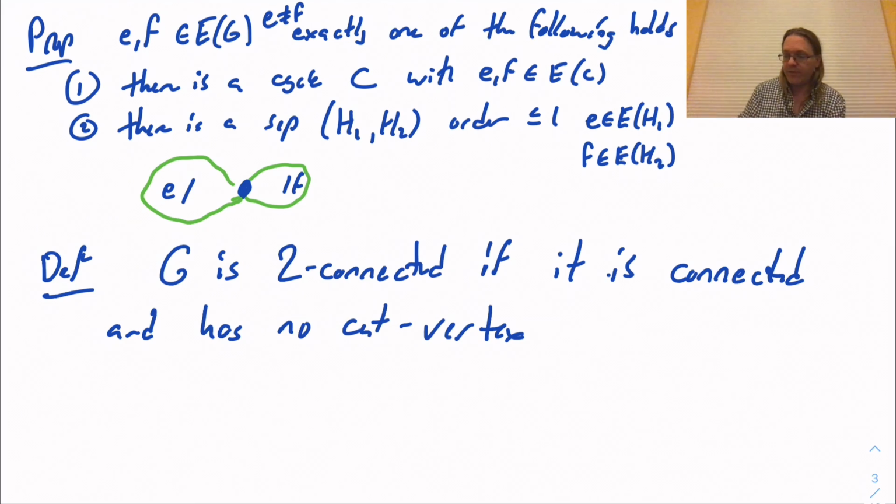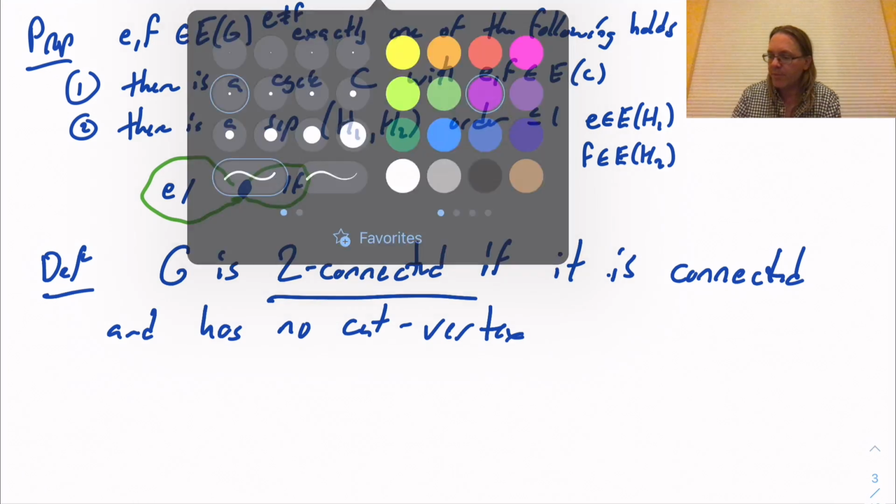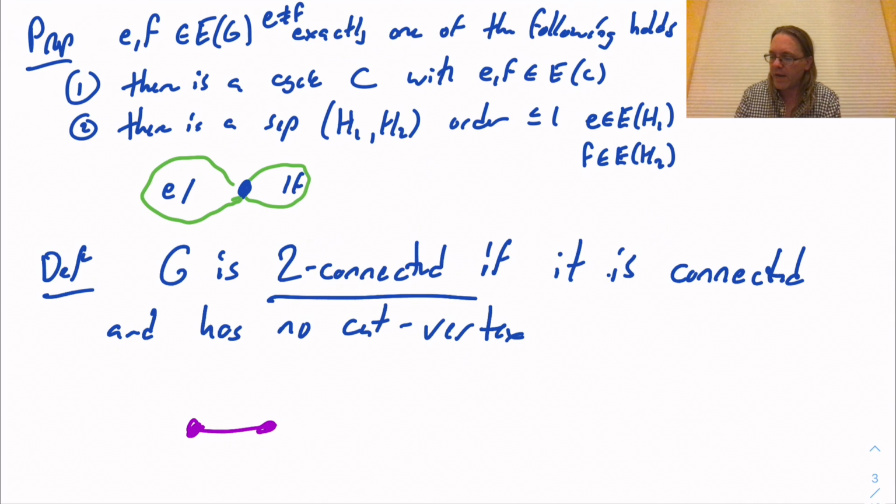Right now, if I keep this definition as it is, so this is not the full definition, I haven't got to the end of it yet, but if I were to keep this as the full definition, this graph would be 2-connected. This is a connected graph, and it doesn't have a cut vertex. However you delete one of the vertices, you are still just left with one component. But we don't like this one. It's too small, and it's not an interesting example, and it violates lots of the properties that we want 2-connected graphs to have. So we're going to rule it out.